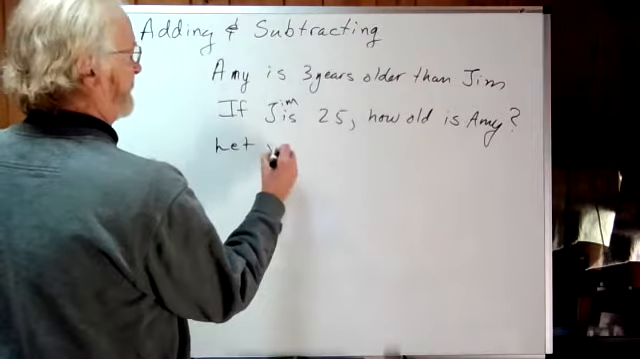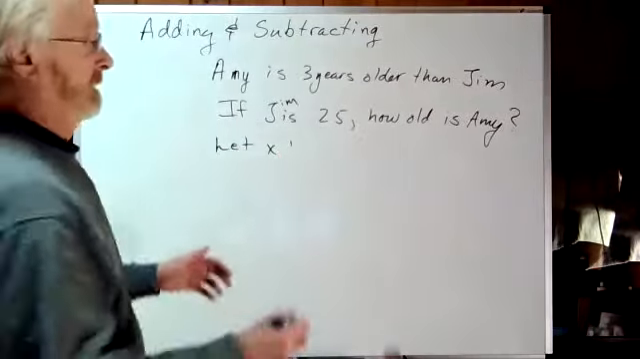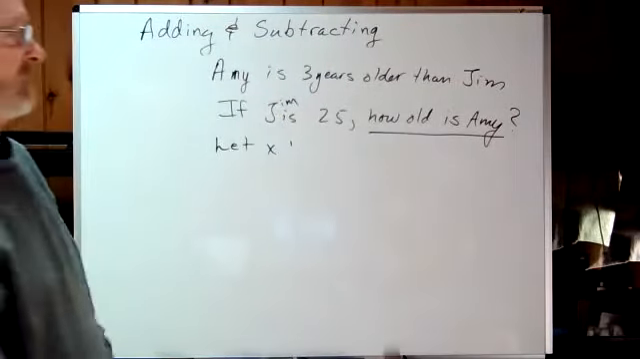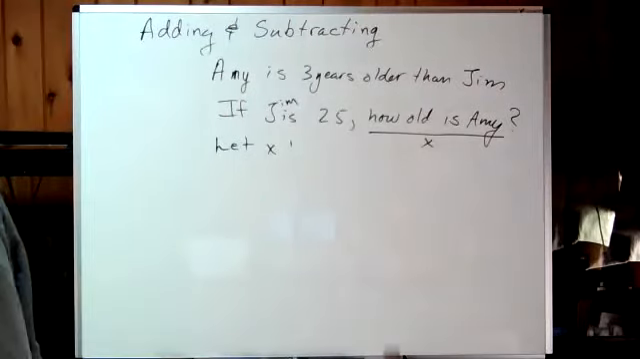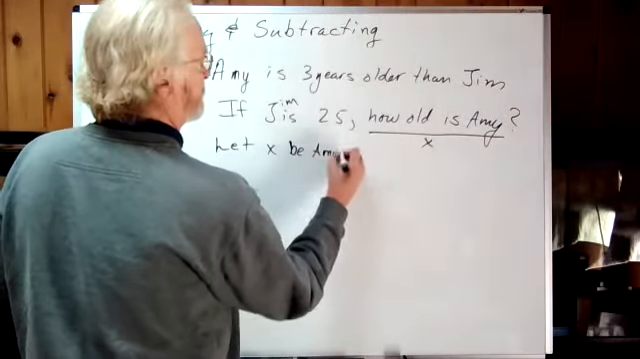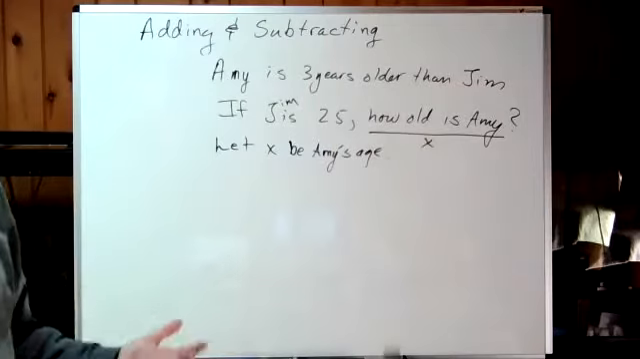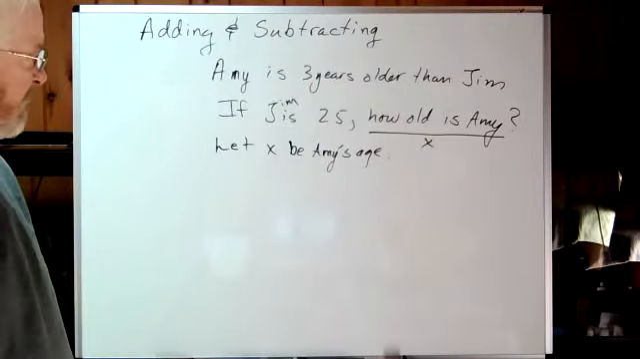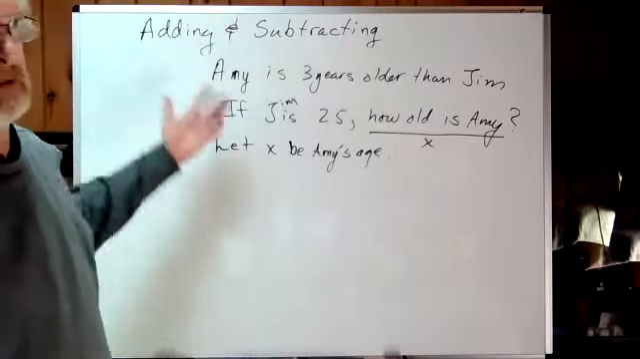Let x, what are we looking for, right? How old is Amy? That's what we call our variable. Let x be Amy's age. All right, so defining a variable. Define a variable. And now we build an equation, part of the relationship presented here.